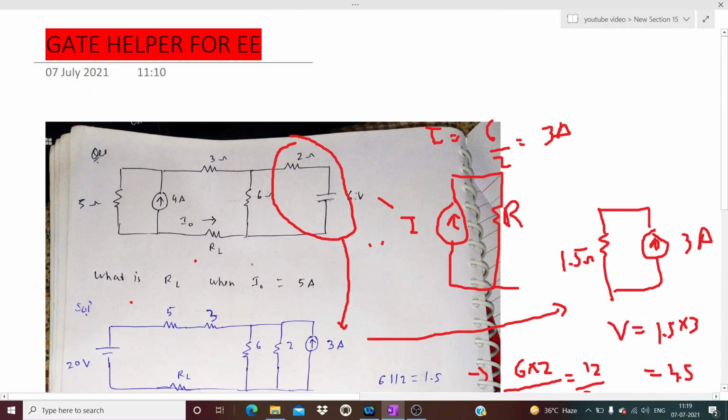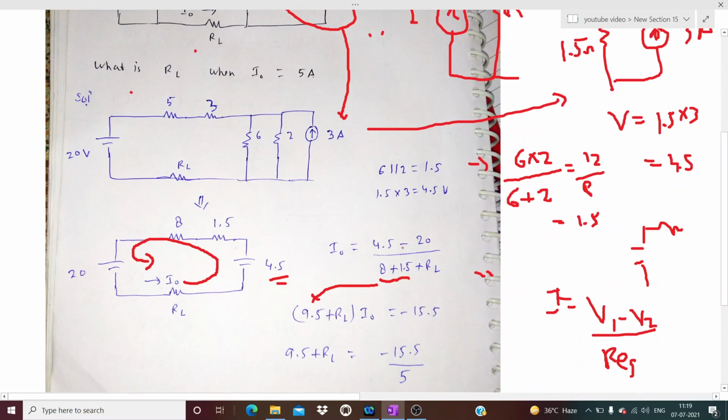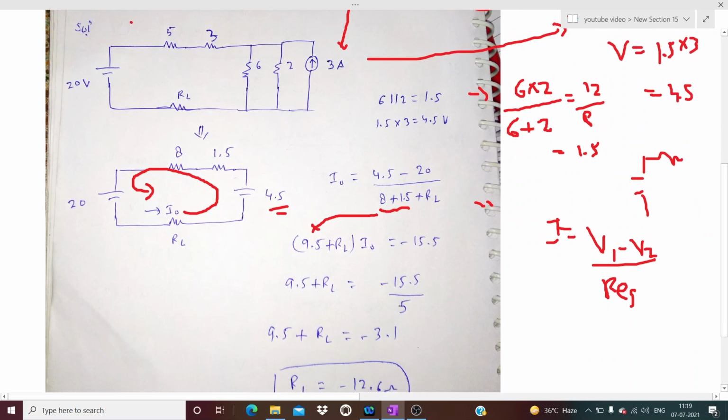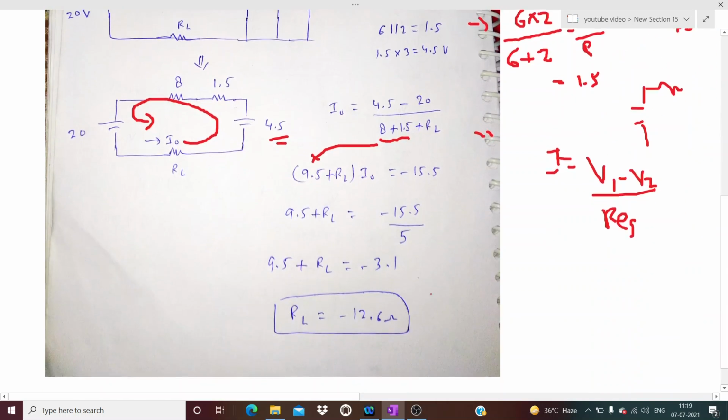I naught was given as 5 ampere. So this is equal to 4.5 minus 20, which will be minus 15.5. This I naught was given as 5, so minus 15.5 divided by 5 will give you minus 3.1. So 9.5 plus RL equals minus 3.1. So RL will be simply minus 12.6 ohm.